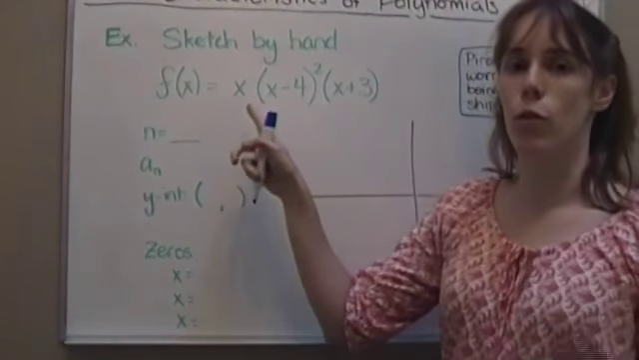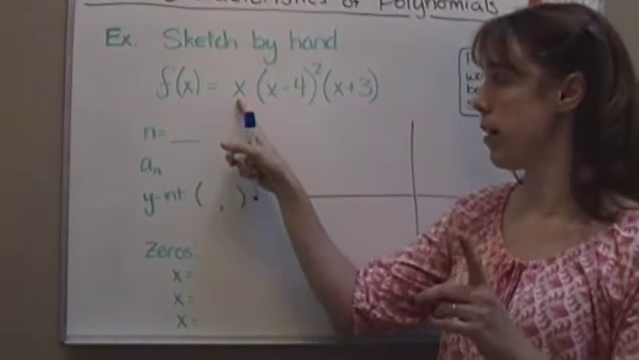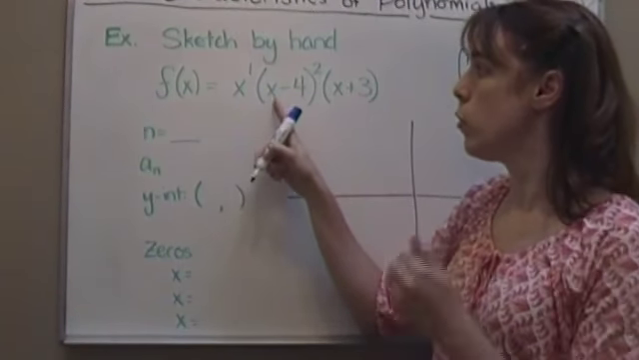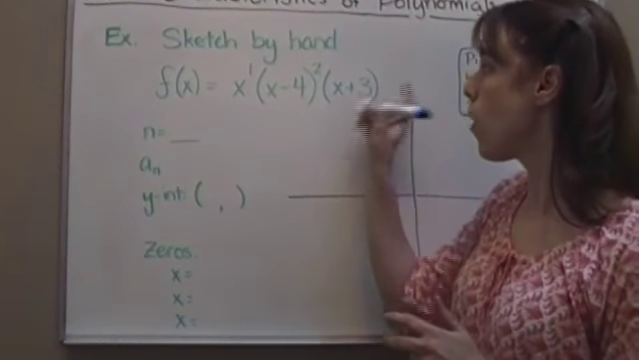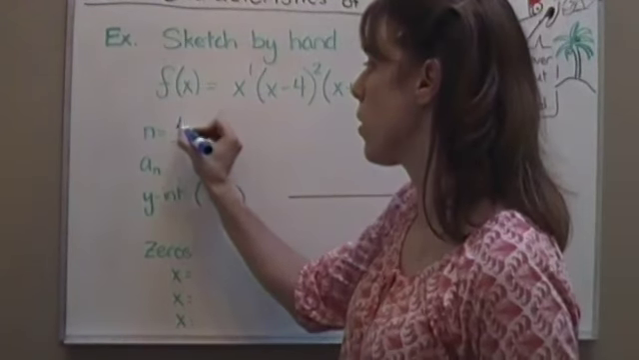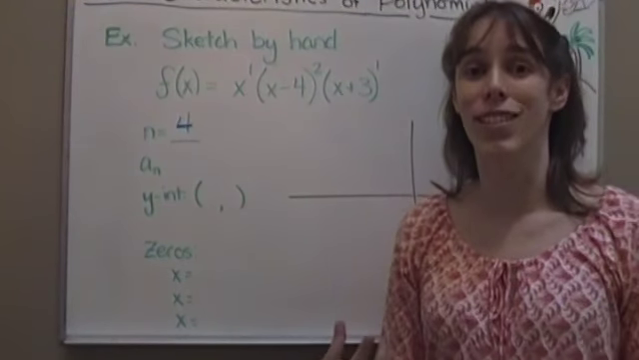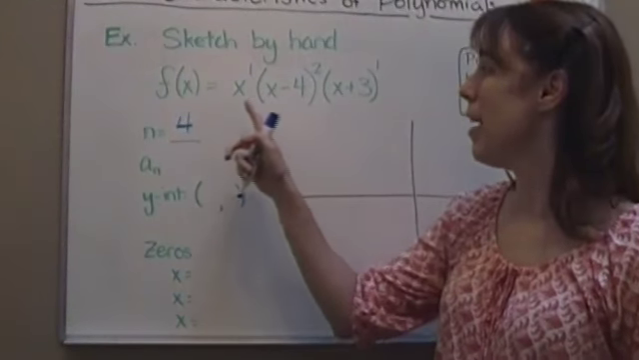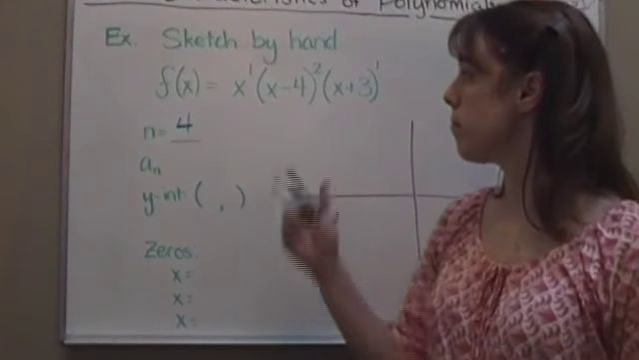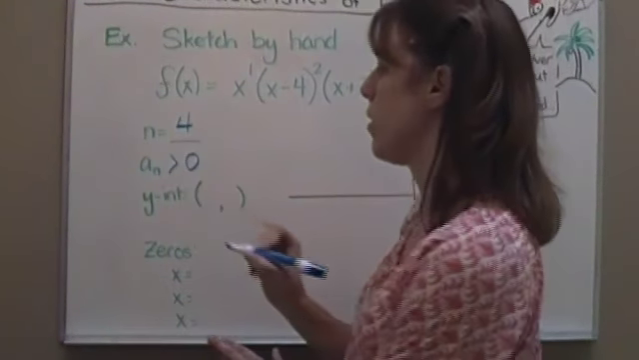So what is the degree of this polynomial? It's n. We've got 1x there, so this is x to the 1. We've got x squared, so that's 1, 2, 3, 4, right? We've got an x to the 4th, so the degree is 4. My a sub n, that's my leading coefficient of the highest degree term, is it going to be positive or negative, because that's what I care about for end behavior. It's going to be positive, right? A sub n is greater than 0.